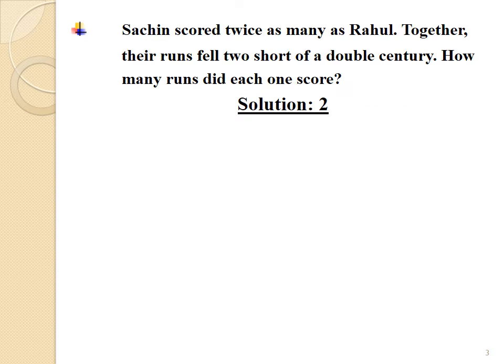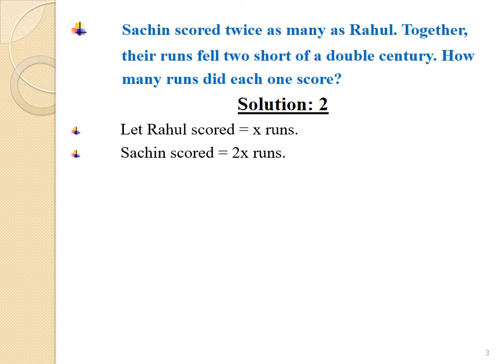Now, sum number 2. Sachin scored twice as many as Rahul. Together, their runs fell too short of a double century, that is, 198 runs scored by Sachin and Rahul together. How many runs did each one score? Let Rahul scored x runs. Sachin scored 2x runs. According to the question, x plus 2x equals 200 minus 2.